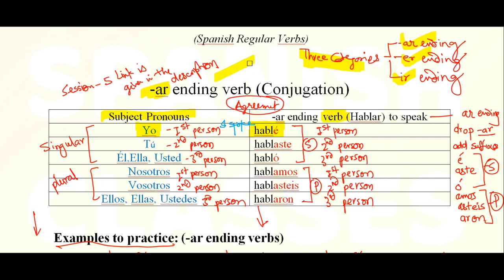Second person singular, tú hablaste, means you spoke. Third person singular, él, ella, usted, habló, means he, she, or you formal, spoke. Nosotros hablamos, means we all spoke. Vosotros, I write first. Vosotros hablasteis, you all spoke.